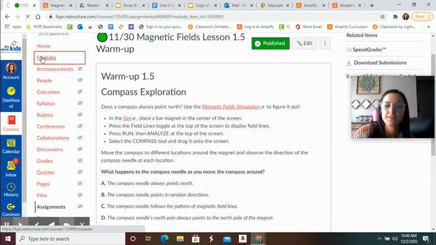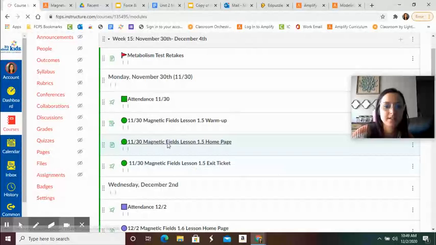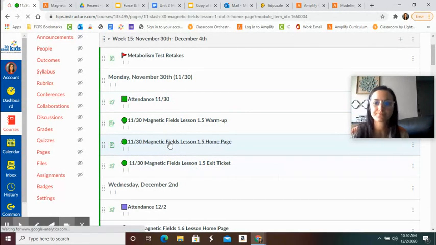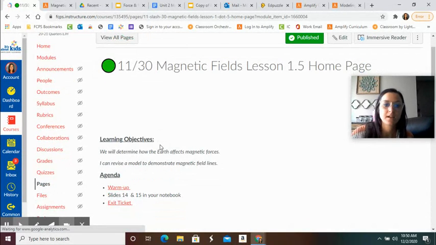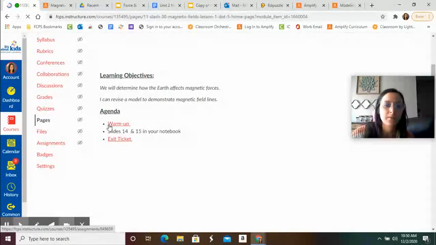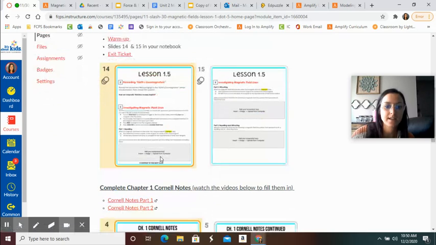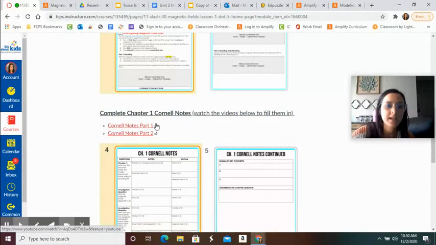Back into the activities for today. Going into the home page. So the warm up is already done, and then slides 14 and 15 in the notebook, and then there's an exit ticket.